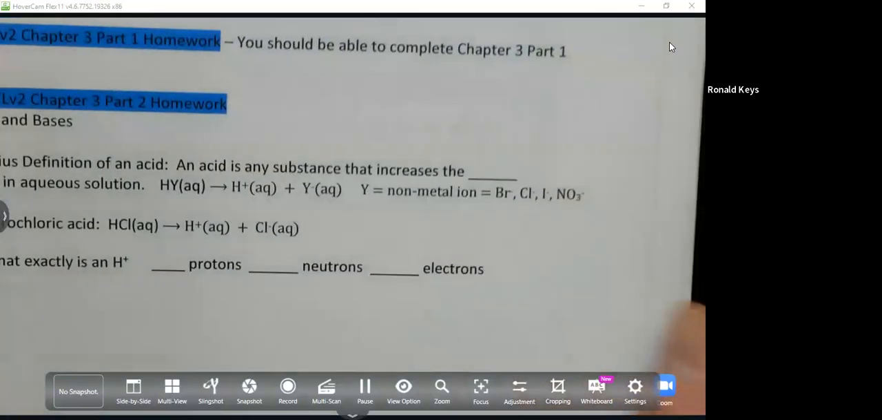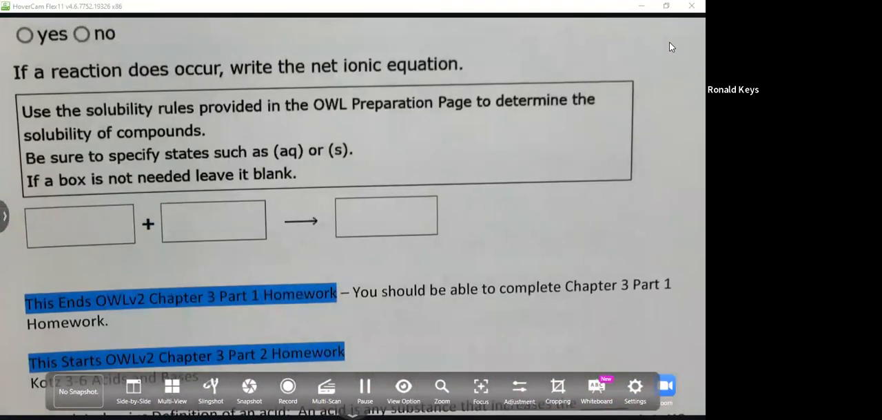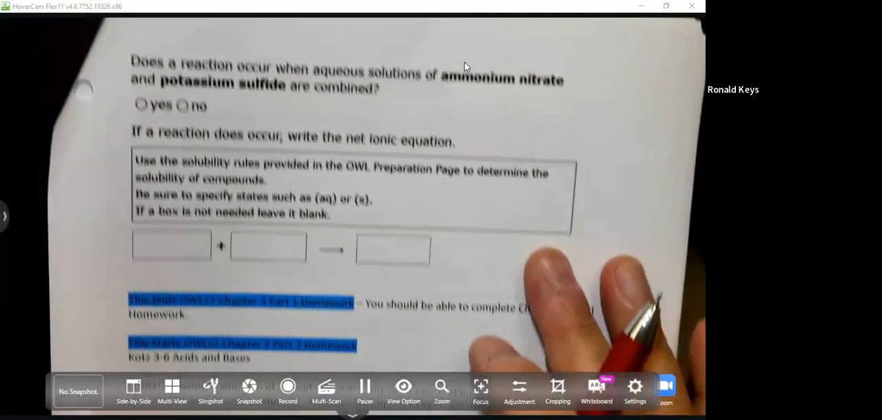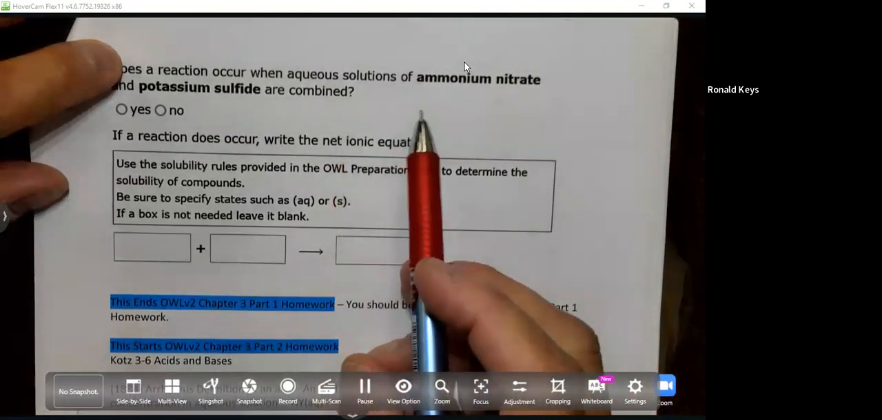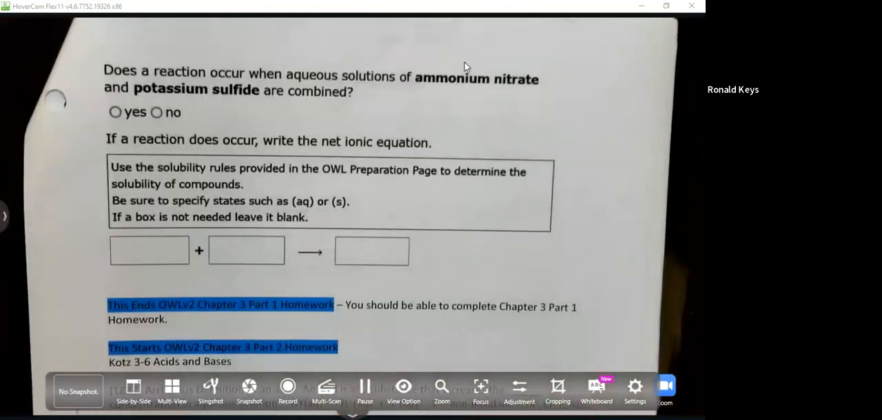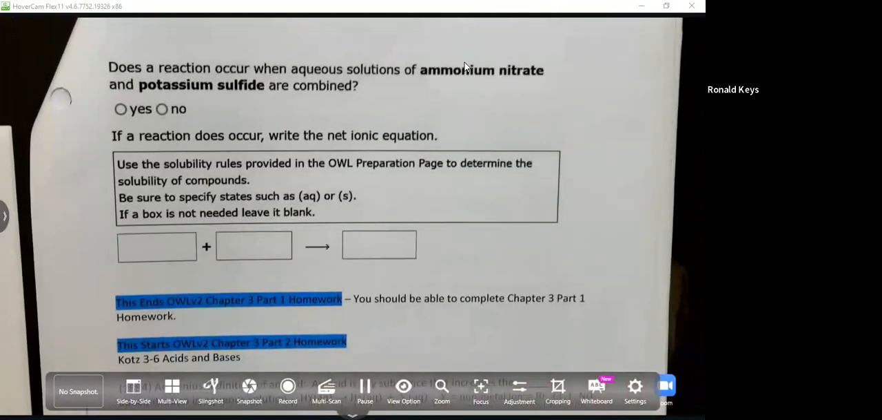So let's try to see if we finish up today here. We left off on page 11. That looks like this. And it says, does a reaction occur when aqueous solutions of ammonium nitrate and potassium sulfate are combined? So again, this is an OWL question.